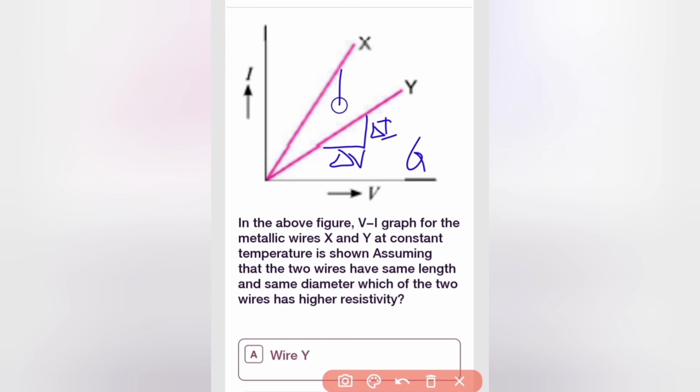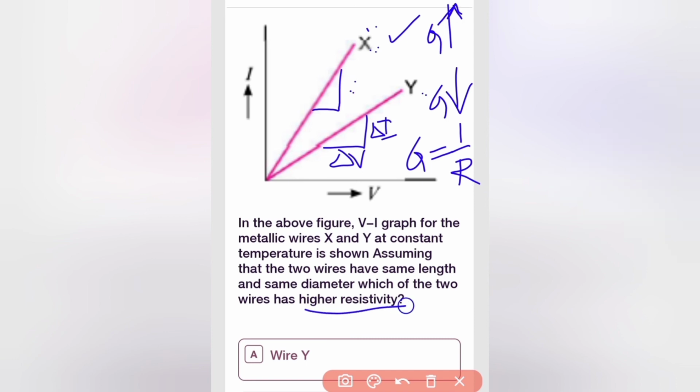Delta I by delta V is going to be conductance. Which has got the more slope? X has got the more slope. So the slope of this curve will be conductance. Which wire has more conductance? X has more conductance and Y has less conductance. Conductance is the reciprocal of resistance. They have asked which has higher resistivity, that means higher resistance, so the conductance will be less. Which has less conductance here? Y. So Y wire is going to have higher resistivity. Option A is the correct answer.